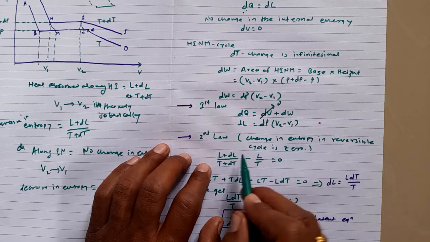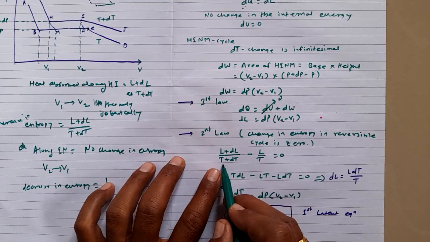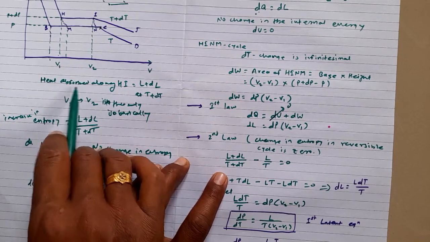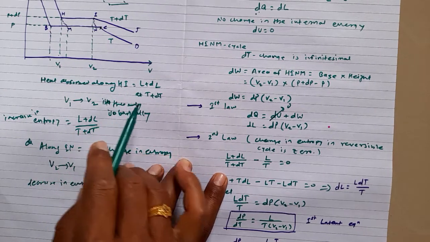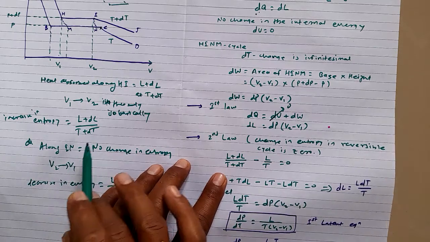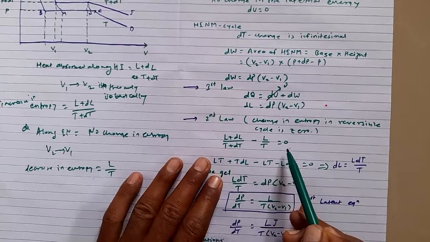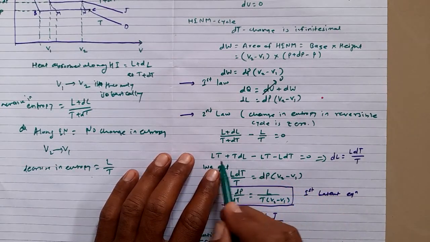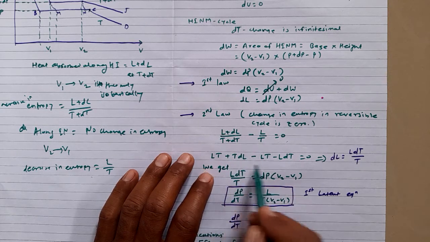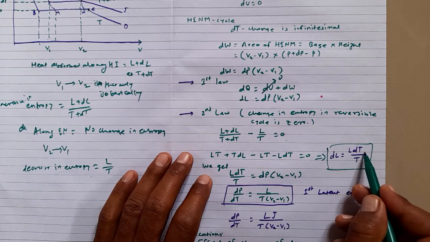So the change in entropy in a reversible cycle is always 0. So we can take (L plus dL) upon (T plus dT). This is what we have seen in the first case, that is, heat absorbed along this is L plus dL, and the entropy change has been given here, the increase in the entropy and the decrease in the entropy. So the difference remains 0. This gives us the equation (L plus dL) upon (T plus dT) minus L upon T equals 0. So this gives us dL is equal to L into dT by T.